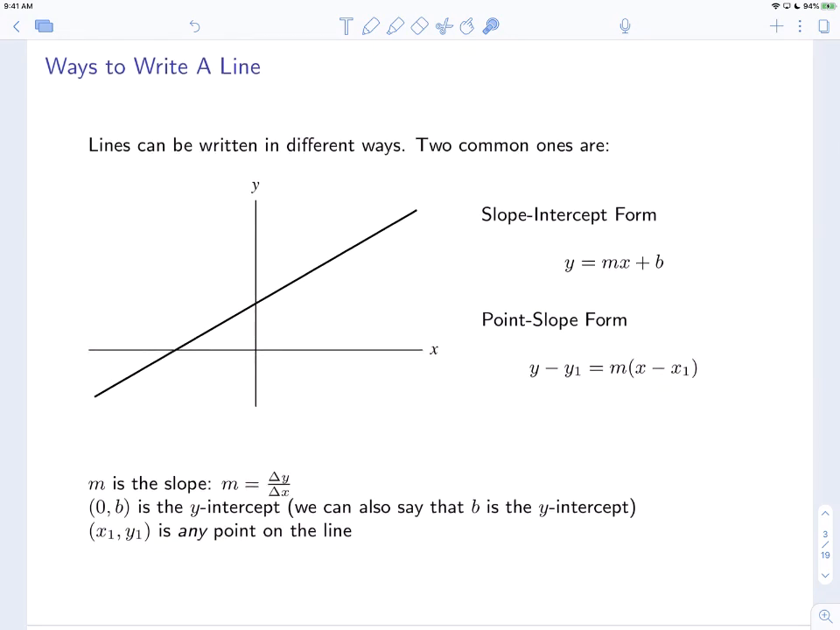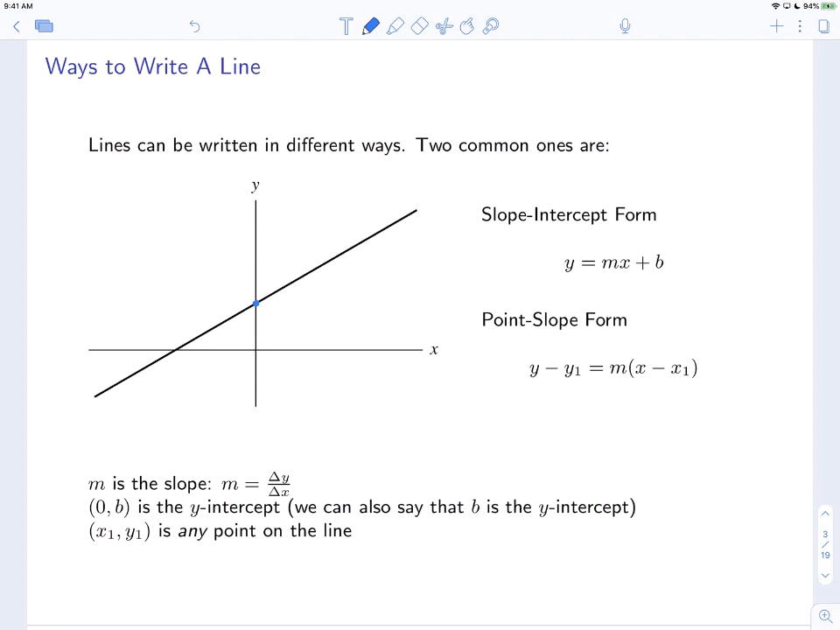There are many ways to write a line. There are two common ones that we often employ. One is called slope-intercept form, and the other one is called point-slope form. Slope-intercept form is the familiar equation y equals mx plus b, where m is the slope of the line. The slope of the line is given by the change in y over the change in x. b is the y-intercept. So b is where the line intersects the y-axis.